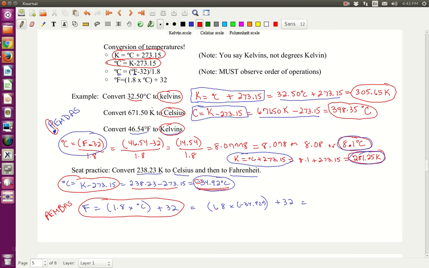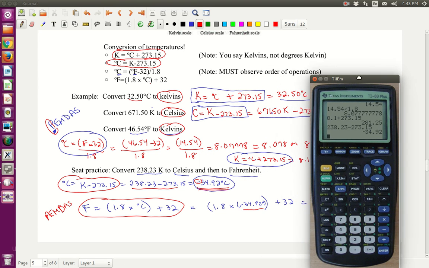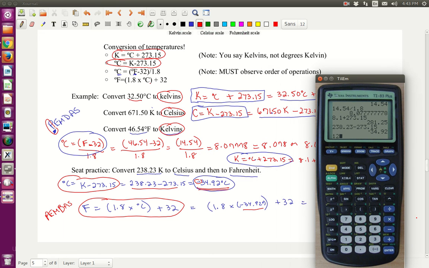So parentheses first. So 1.8 times the negative 34.92 plus 32. And then we're going to get our final answer. So first PEMDAS, clear that out. 1.8 times negative 34. I wonder how I can do that on this. Oh, I know how to do backspace. So I have to go down here and hit this little negative parenthesis sign, negative 34.92. Enter. So that's a negative 62.856. And then I'm going to add 32.